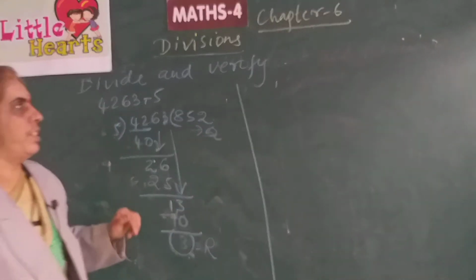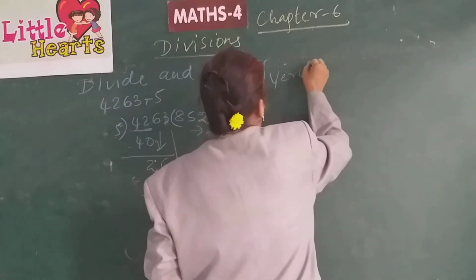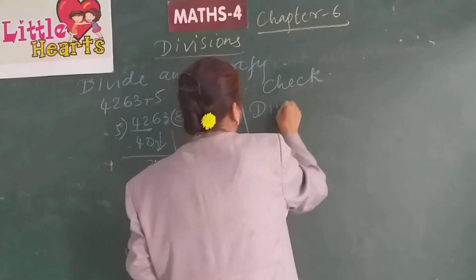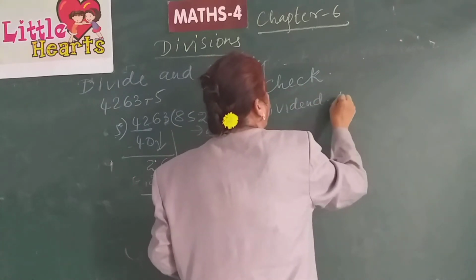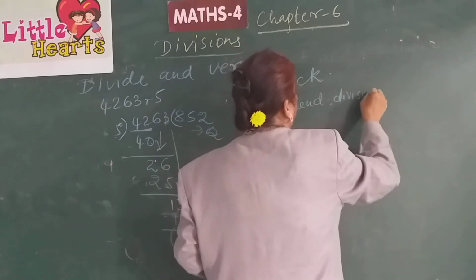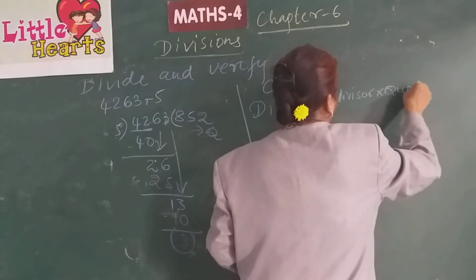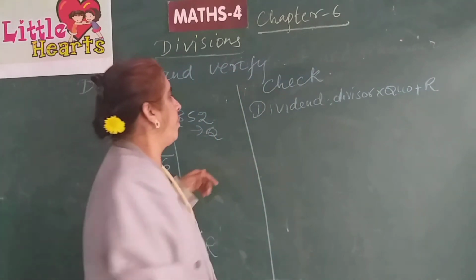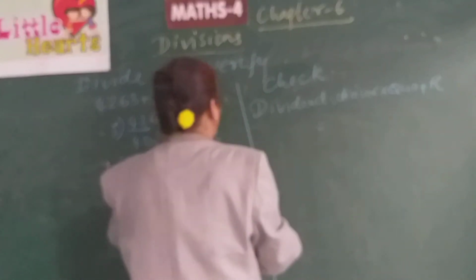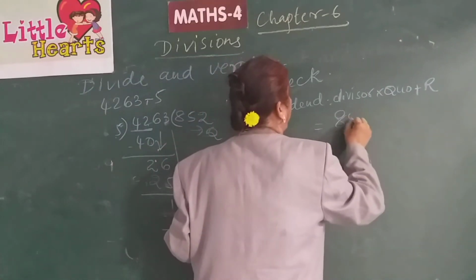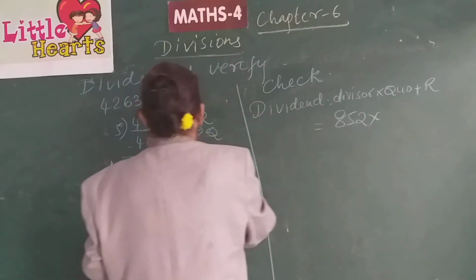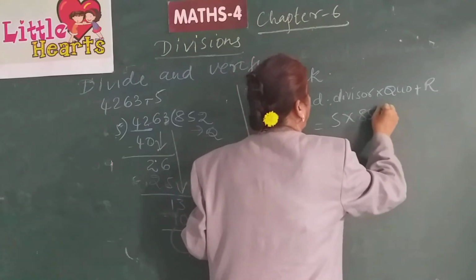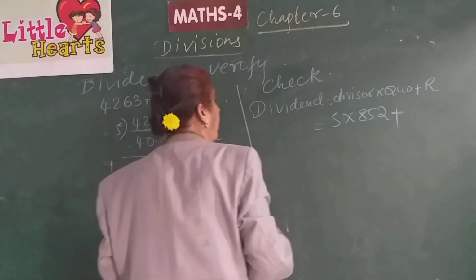So for verification, you need to follow a rule. Verify or check: Dividend equals divisor into quotient plus remainder. This is the formula you need to follow. So what is the divisor in this division? The divisor is 5, the quotient is 852. What is the remainder? 3.